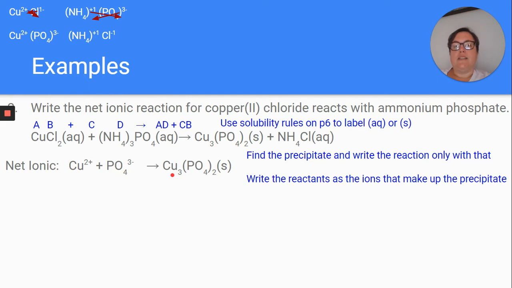Now, this reaction is not balanced, so we do need to balance it. We need 3 coppers and 2 phosphates. So we're just going to put a 3 and a 2 in. Now, for the spectators, we go back and look at our aqueous product. Whatever I used to make this product that remained aqueous would be spectators. So that's our ammonium and our chloride.